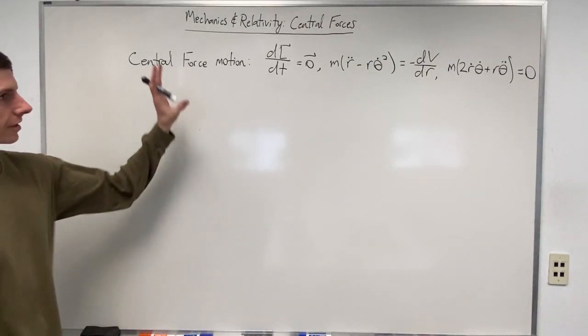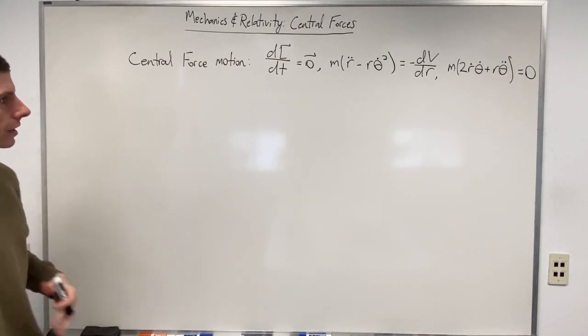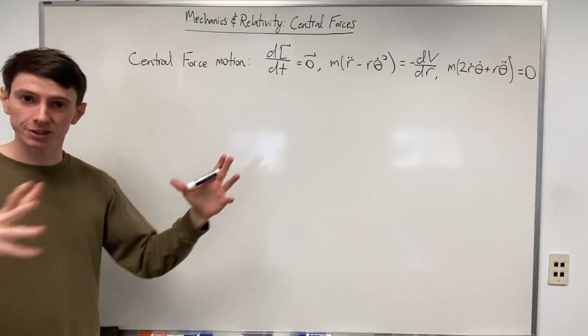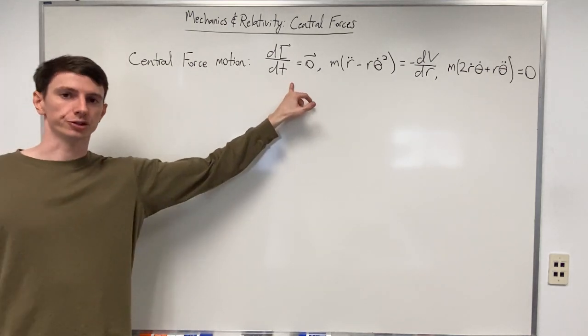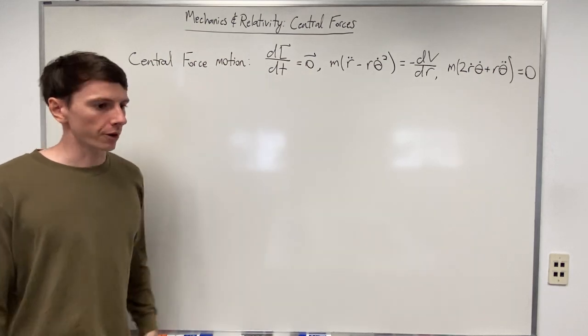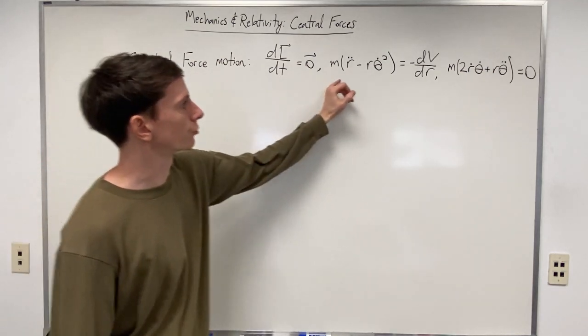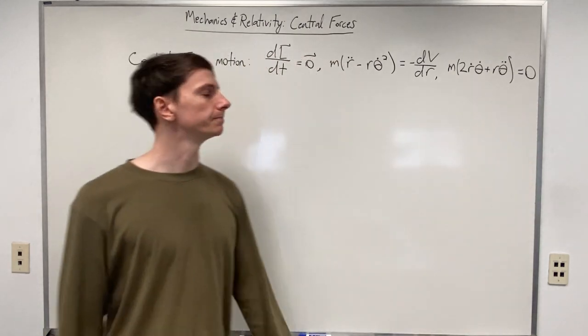Okay, so this is the summary of what we have so far. We said that for a particle under the influence of a central force, its angular momentum is going to be conserved. And then if we were to write out the corresponding equations of motion, this would be the radial equation of motion right here, and this would be the angular equation of motion.